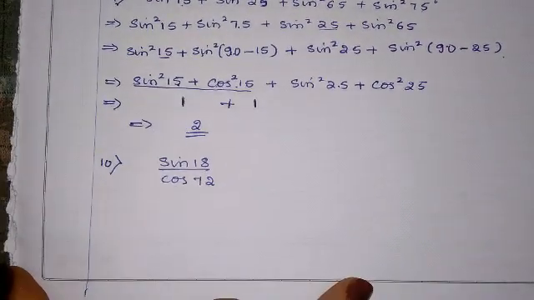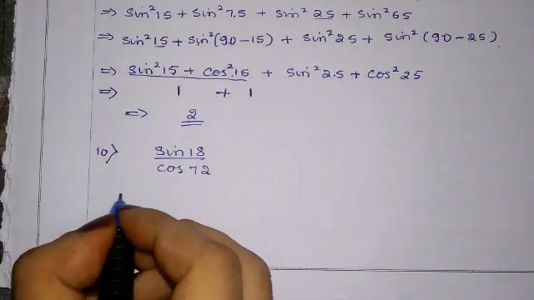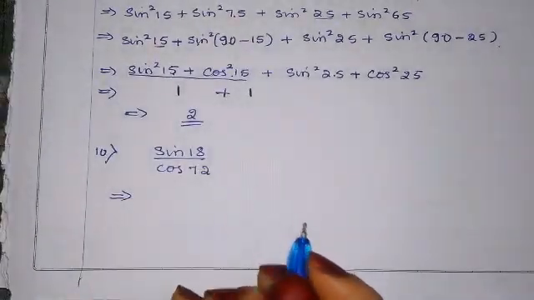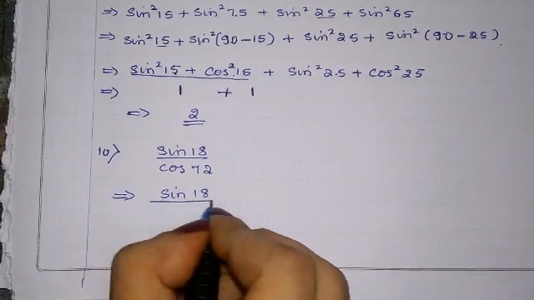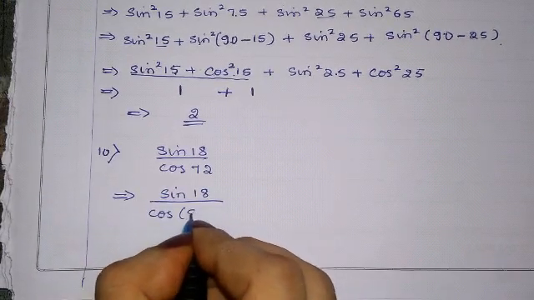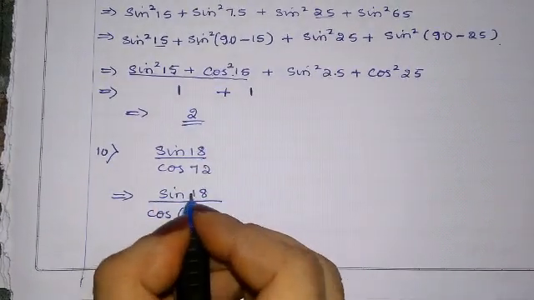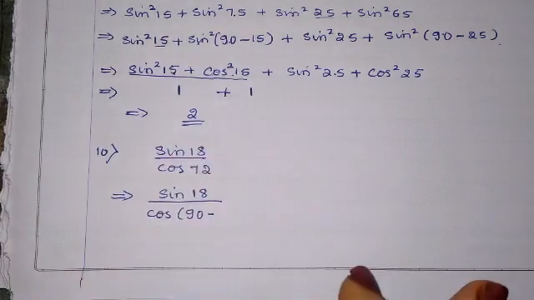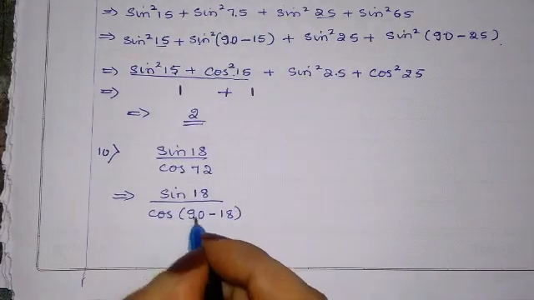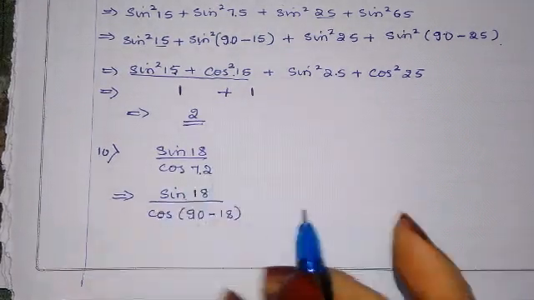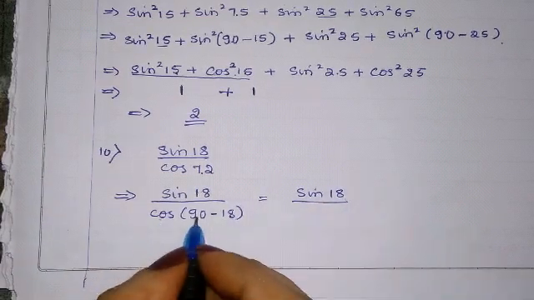These problems will always have logic. When we subtract from 90, we will get the other number. Either the numerator or the denominator we can change. I'll keep the numerator as it is, sine 18 upon cos of 90 minus, what we have to do? 90 minus the other number. The number we have changed, that number we should not take; the other number we should take. Sine 18 upon cos 90 minus 18, because 90 minus 18 is nothing but 72 only.